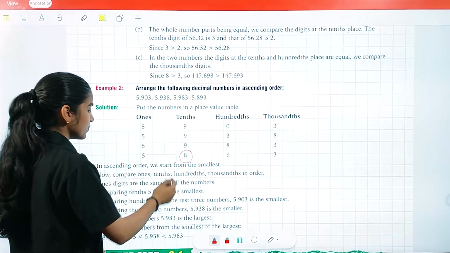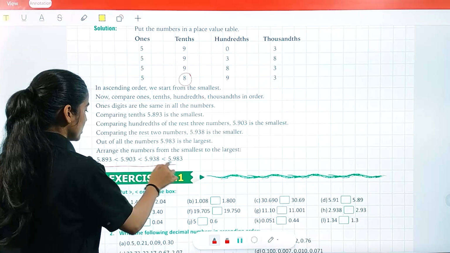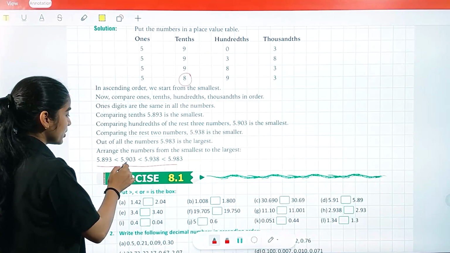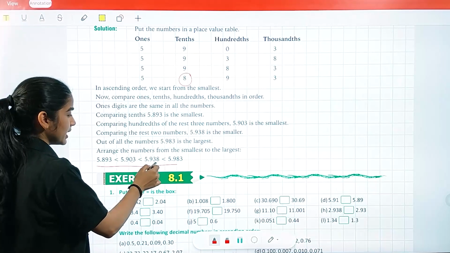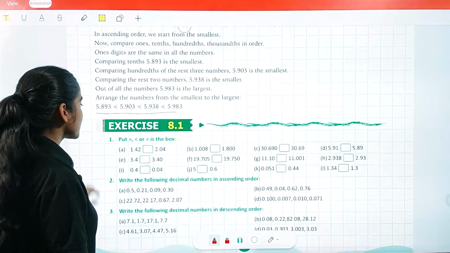So in ascending order, we start from the smallest number. So this is the sequence of the arrangement in ascending order: 5.893, then 5.903, then 5.938 and then 5.983.